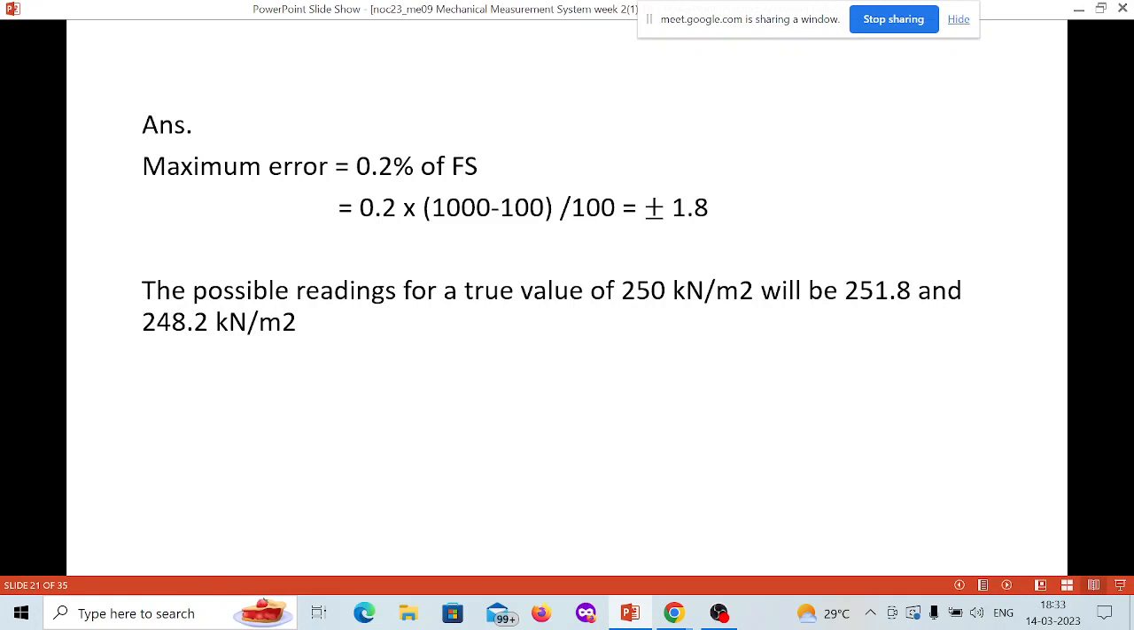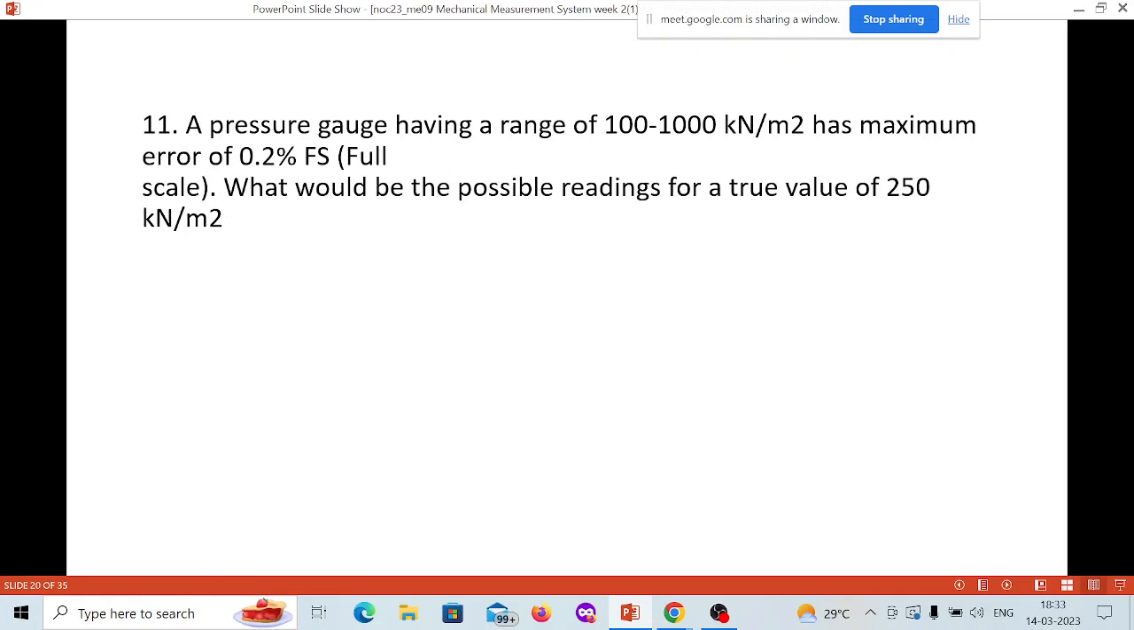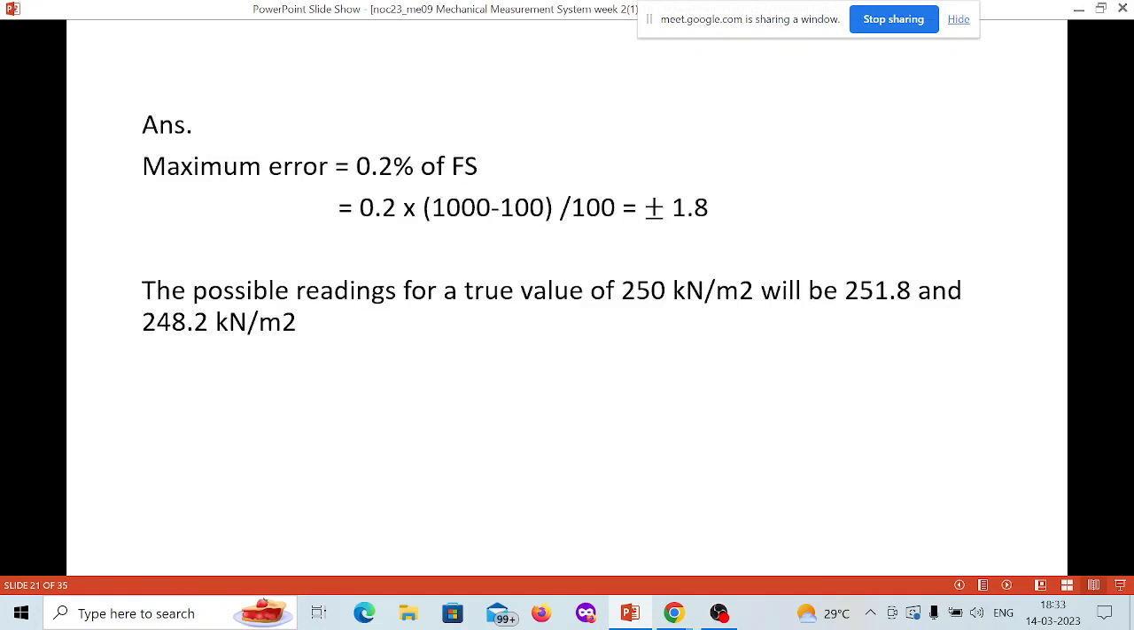The error will remain the same throughout the scale readings, whatever the true values may be. If the error is given as a percentage of true value, then instead of 1000 minus 100, you have to use the true value there. If the question had said the pressure gauge has an error of 0.2% of true value, then it would have been 0.2 into 250 by 100, which gives plus or minus 0.5. In this case, it has been said to be full scale, so you use the scale, 1000 minus 100, into 0.2 by 100. That gives you plus or minus 1.8.